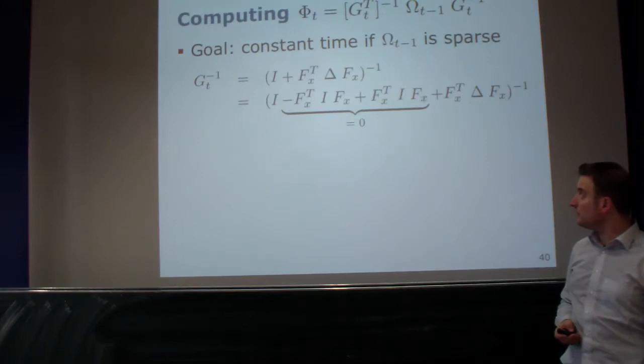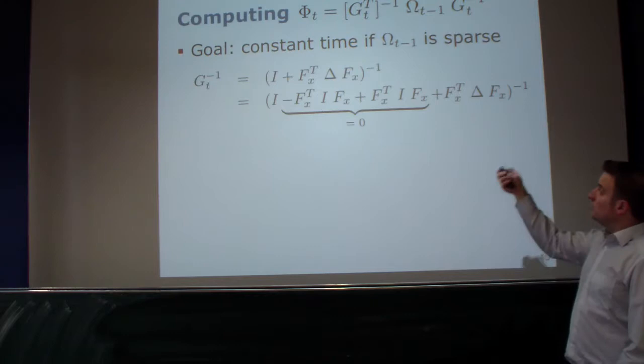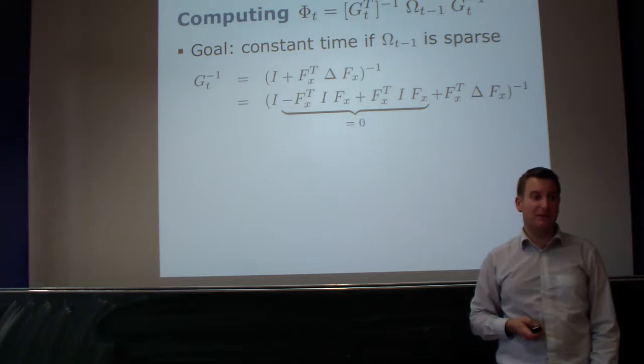So the goal is, just to remind you of that, a constant time operation. If this guy here, the previous information matrix, is sparse, I'm going to do all these operations in constant time and come up with this variable phi. Okay? That's our goal.